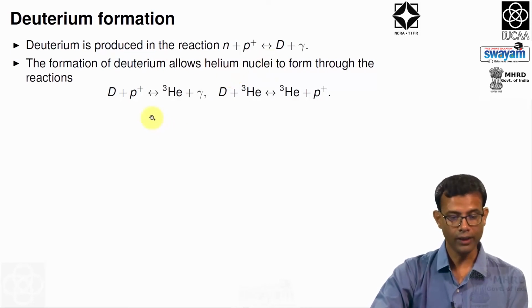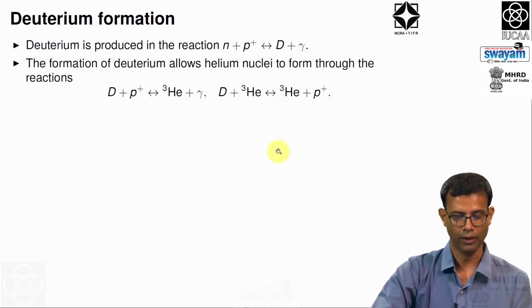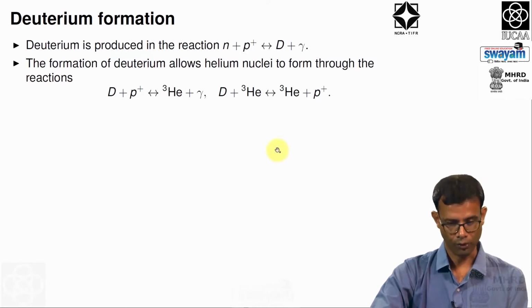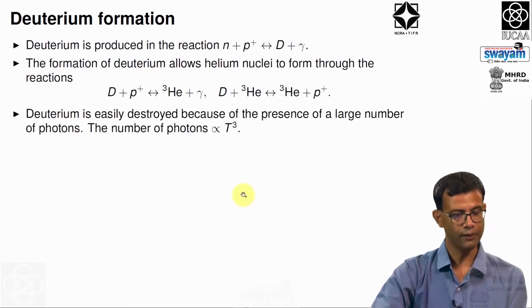So, to form helium nuclei you need deuterium, and that is essentially shown by these reactions. Deuterium plus a proton will form 3 helium and photons, and then deuterium will come and couple with 3 helium and will form 4 helium, and then will give away that proton. Okay. So, this is 4 helium, by the way, this is a typo again here.